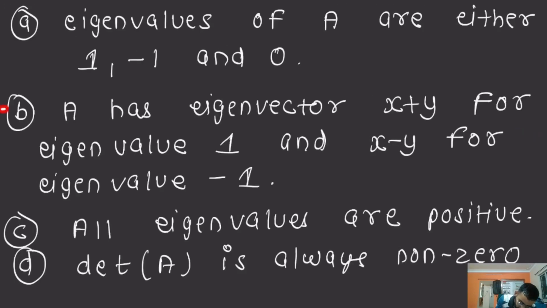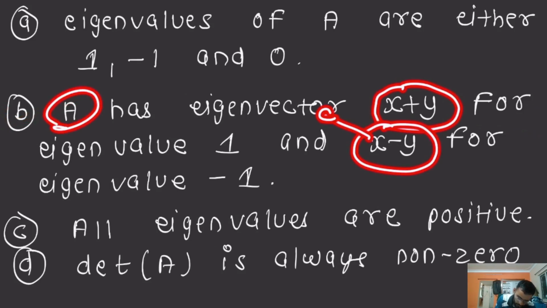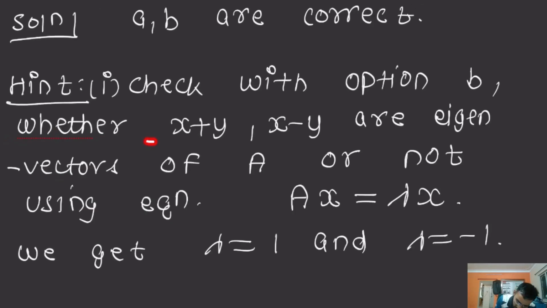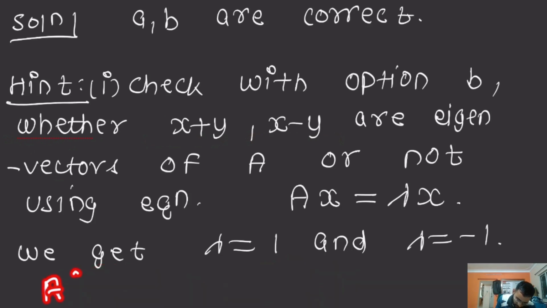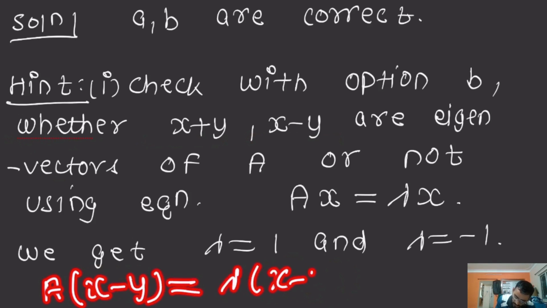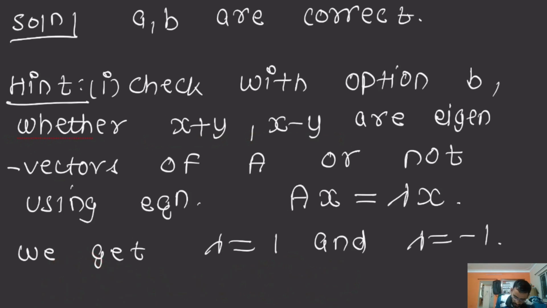Let's start with option B. We need to check whether x plus y and x minus y are eigenvectors of A or not. If we can prove that A times (x plus y) is equal to some constant times (x plus y), then x plus y is an eigenvector of A. Similarly, if A times (x minus y) is equal to some constant times (x minus y), then x minus y is an eigenvector of A, corresponding to eigenvalue lambda.